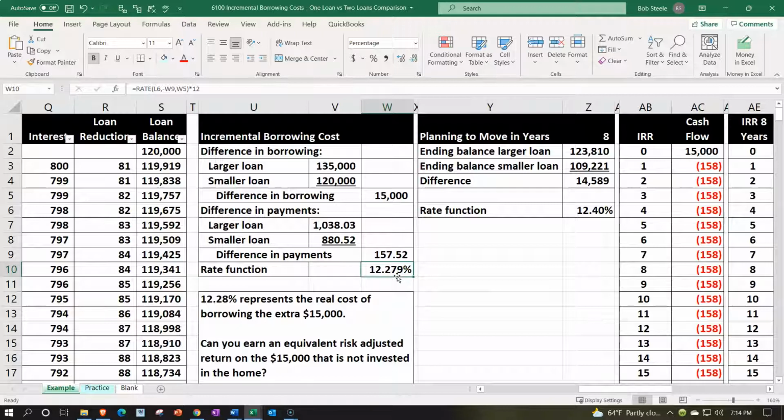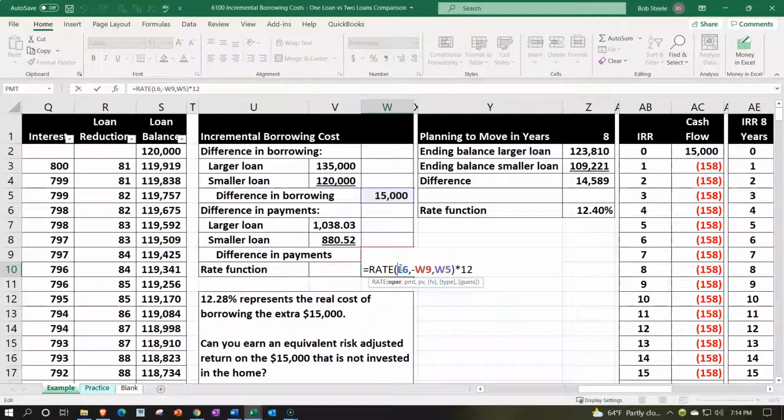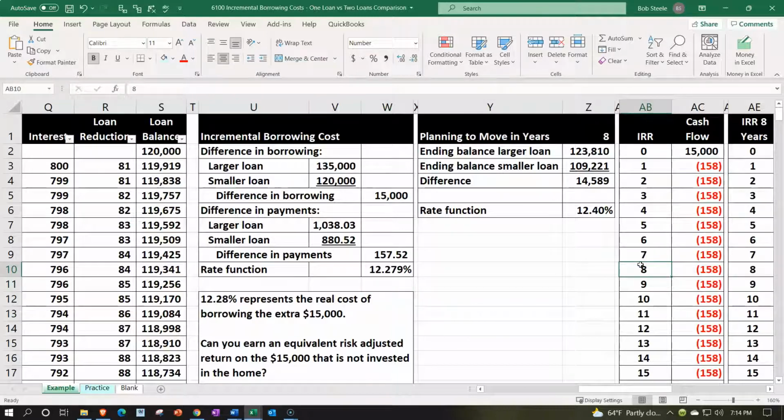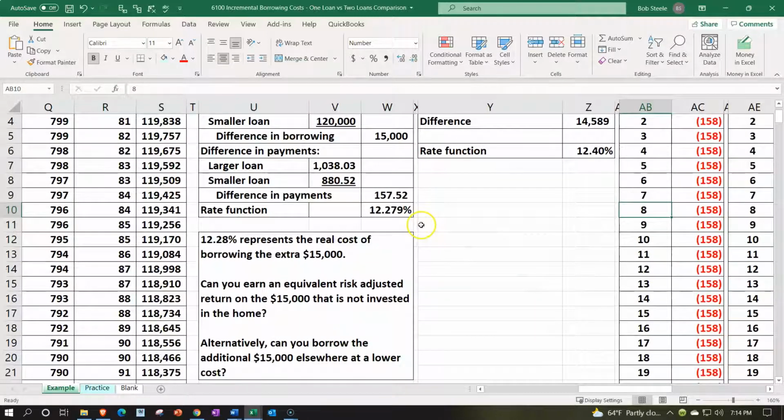I won't go into detail here because we did this in a prior practice problem, but in essence, we took the difference between the loan amounts, which was $15,000, and then the difference in the payment amounts, which was $157.52. Then we can calculate the incremental borrowing rate, which is the cost of borrowing, with a rate function. We also did it with an IRR type of calculation. So that 12.28% represents the real cost of borrowing the extra $15,000.